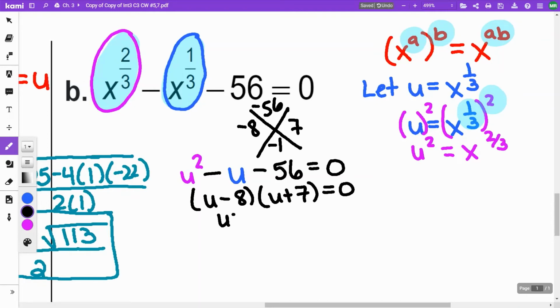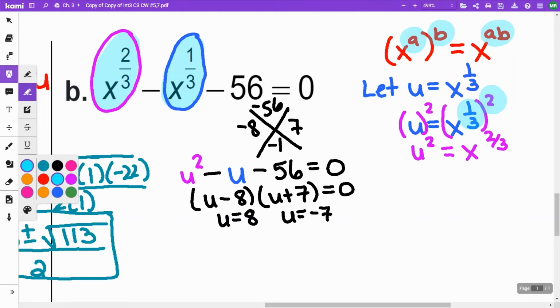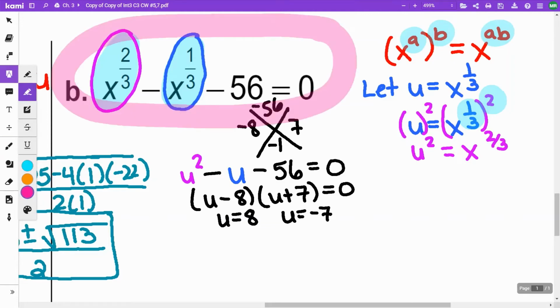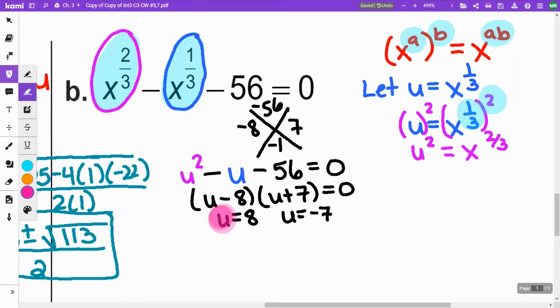I solve the first parenthesis and I get u equal 8. I solve the second parenthesis. Again, I'm always trying to make these 0, and that means u has to be a -7. I would be done if my problem was u squared minus u minus 56. It wasn't. Remember, up here, this was my problem. Okay, that is what I need to solve. That has x's. So what does u equal? Remember, u is the same as x to the 1/3.